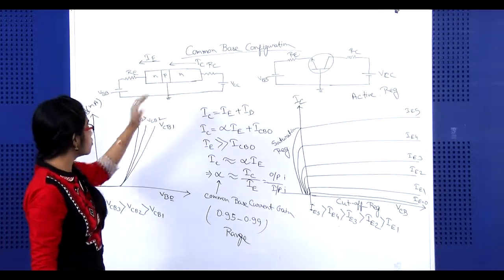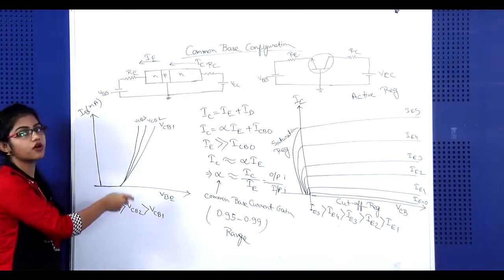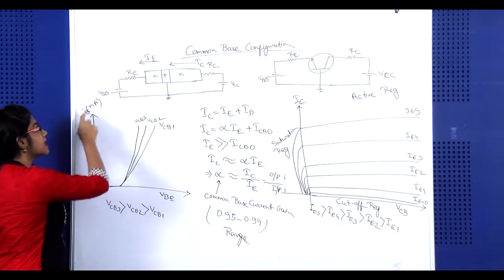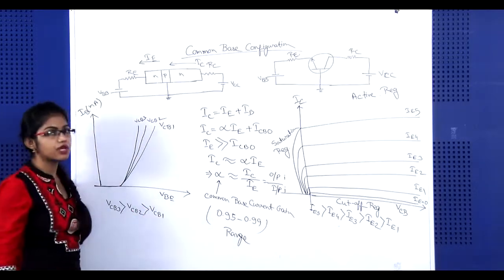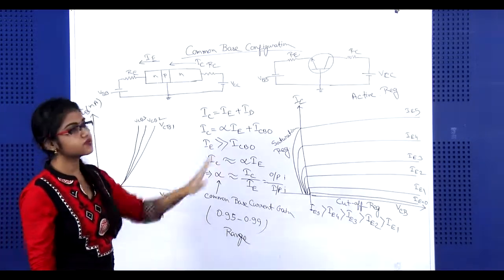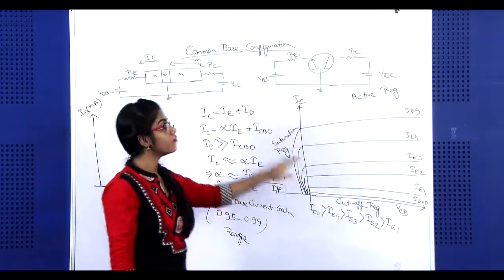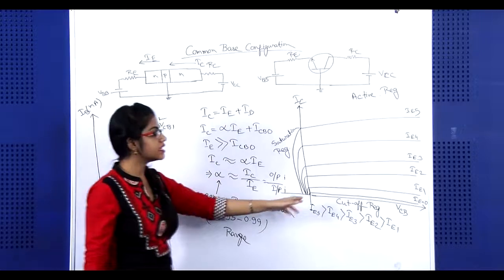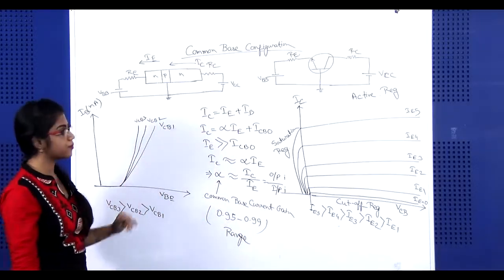And so, in case of input waveform, we will plot the input current, that is IB, versus the input voltage VBE. In the same way, in the output characteristics, we will plot the output current, that is the collector current, with the output voltage, that is VCB. So, first we will focus on the input.